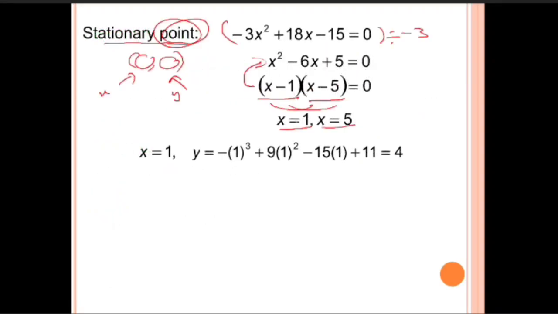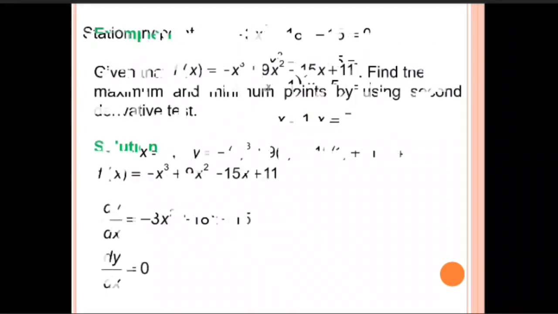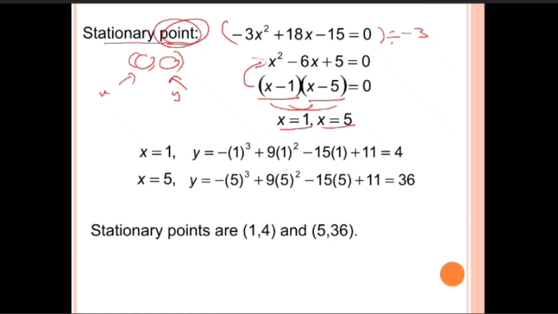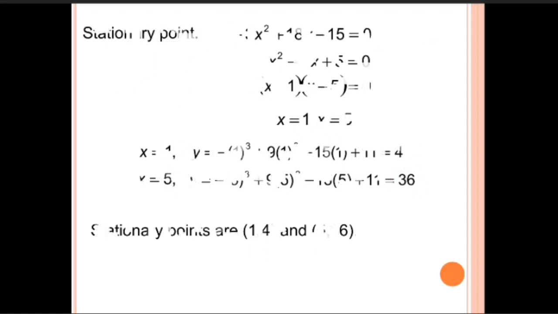So substitute your 1 into that f(x) function, and you find y is equal to 4 when x is equal to 1, and when x is equal to 5, your y is 36. So your stationary points would be (1, 4) and (5, 36). So we want to determine whether these two points are maximum or minimum points.